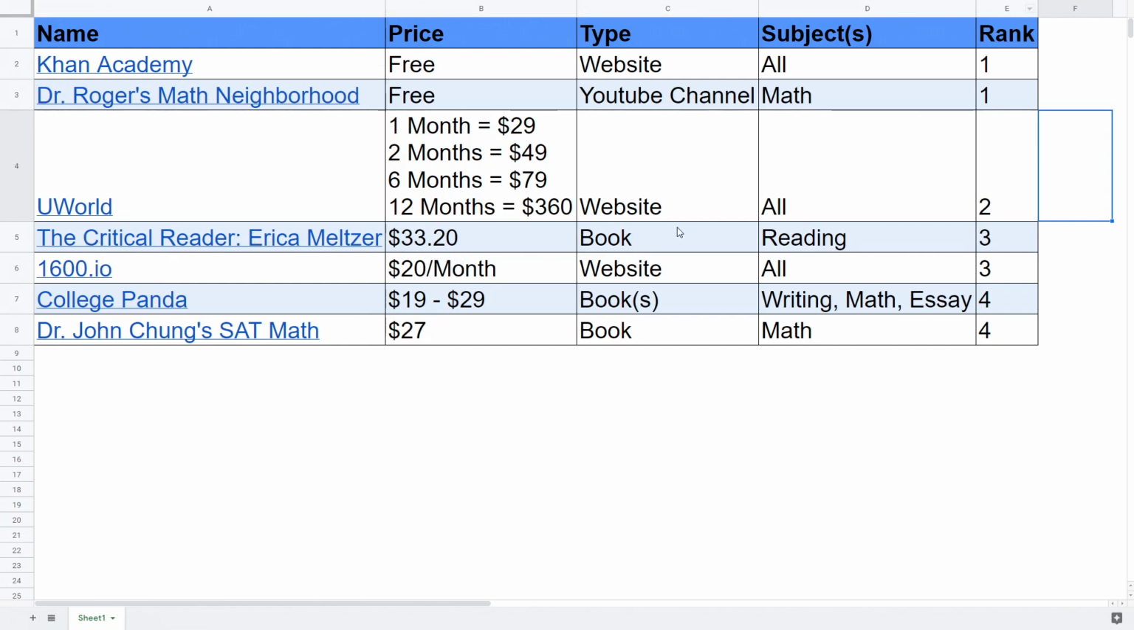Furthermore, choose these books based off their specialties. For example, if you notice that you're struggling in reading, which many people have problems with, Erica Meltzer would probably be the best way to go, instead of just buying College Panda books for everything. So you should choose them based off what you need. You don't need to immediately buy everything. The SAT is an adaptive studying process in that it varies as you go along and realize what you're struggling in.